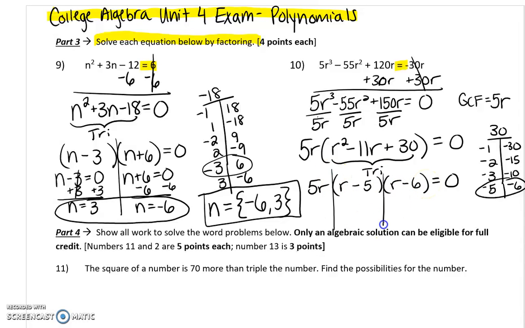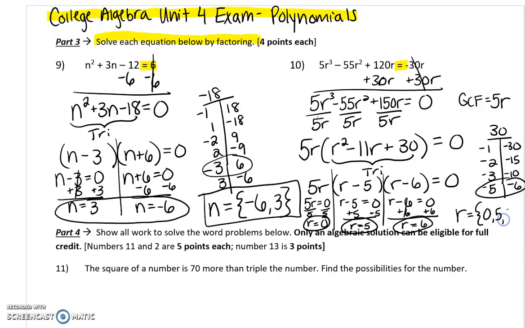Now we actually have three solutions. We can set 5r equal to 0, r minus 5 equal to 0, and r minus 6 equal to 0. Dividing by 5 gives us r equals 0. Adding 5 gives us r equals 5. And adding 6 gives us r equals 6. So there are actually three solutions here. r equals the set of numbers including 0, 5, and 6.